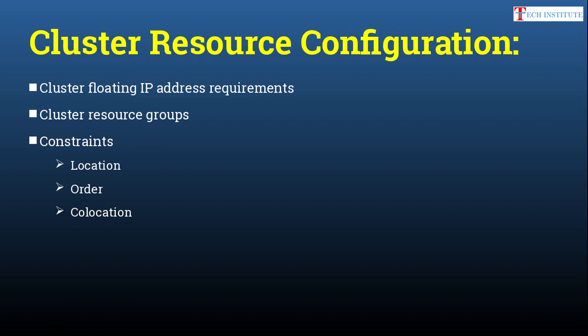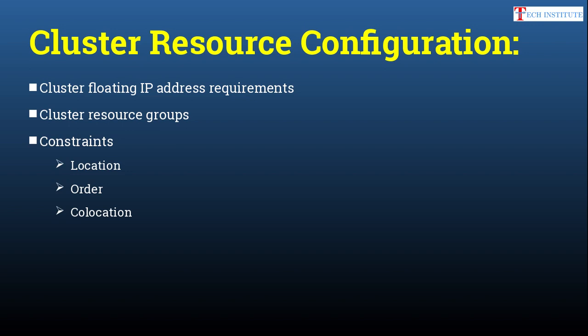And also colocation. Suppose you have a virtual IP and your application resource, both should be running on the same node. Otherwise both resources will be up but maybe running on different nodes, and your application will not be accessible. In that case you should have a colocation constraint so that they both run on the same location.